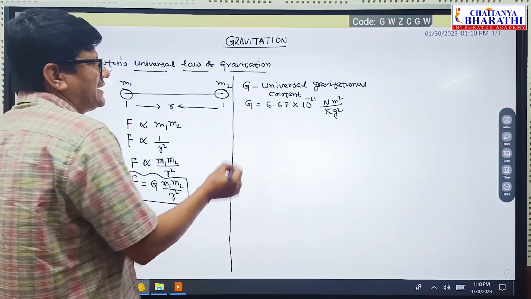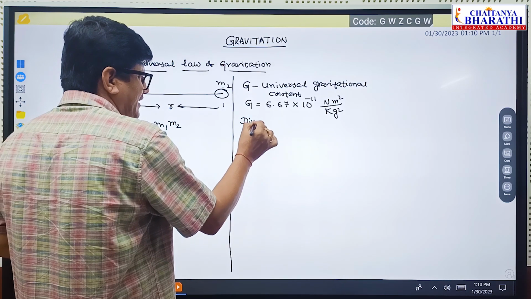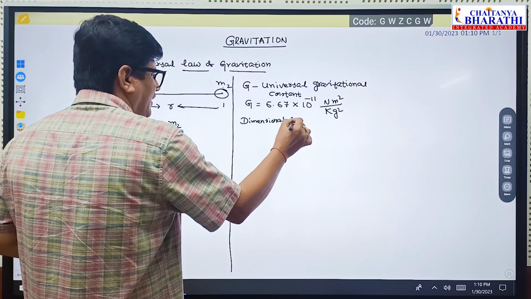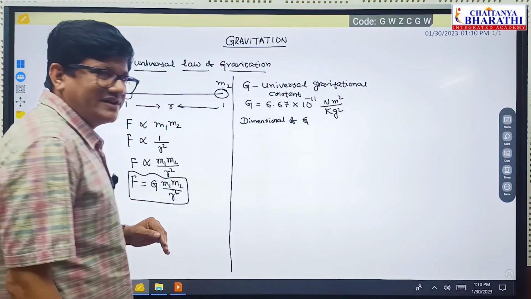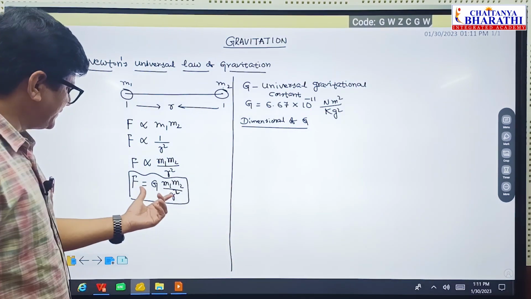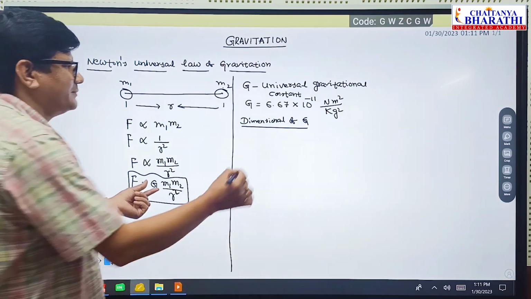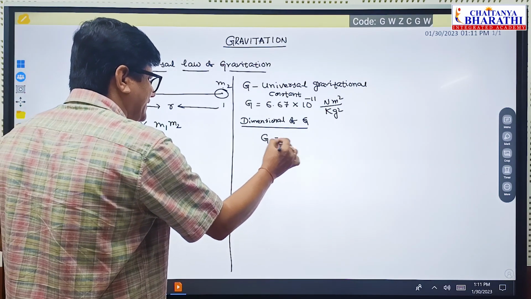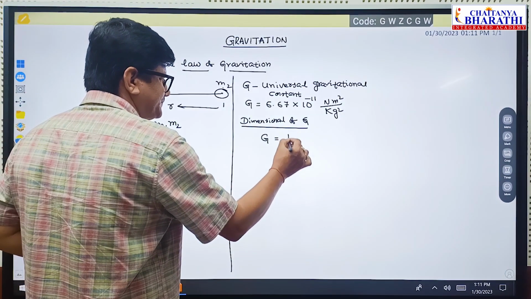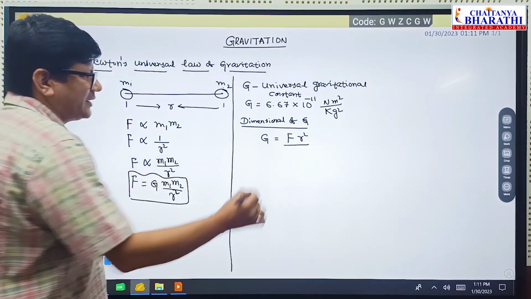So come to the dimensional formula of this capital G. So what is the dimensional formula of capital G? For the dimensional formula, by using this relation, we can write the dimensional formula. So G equals F into R square by M1 M2.